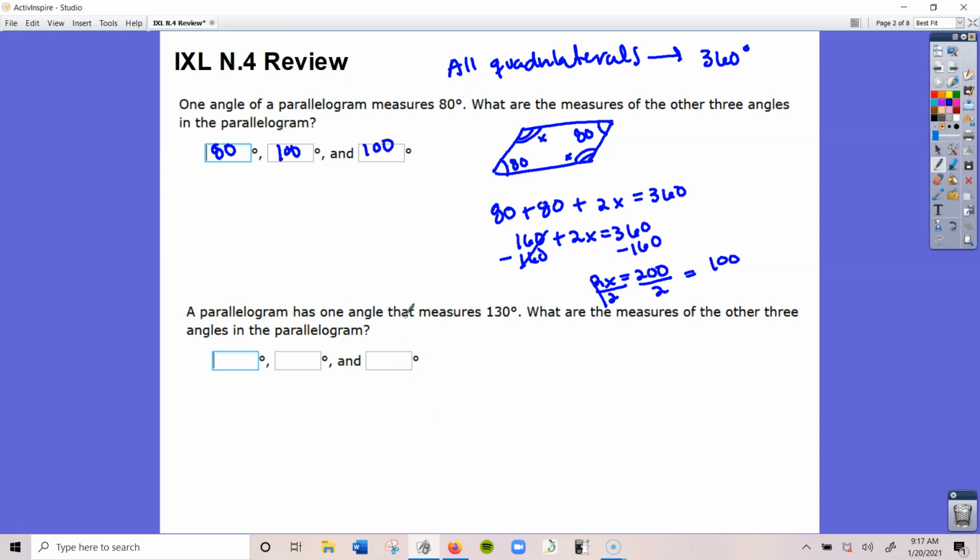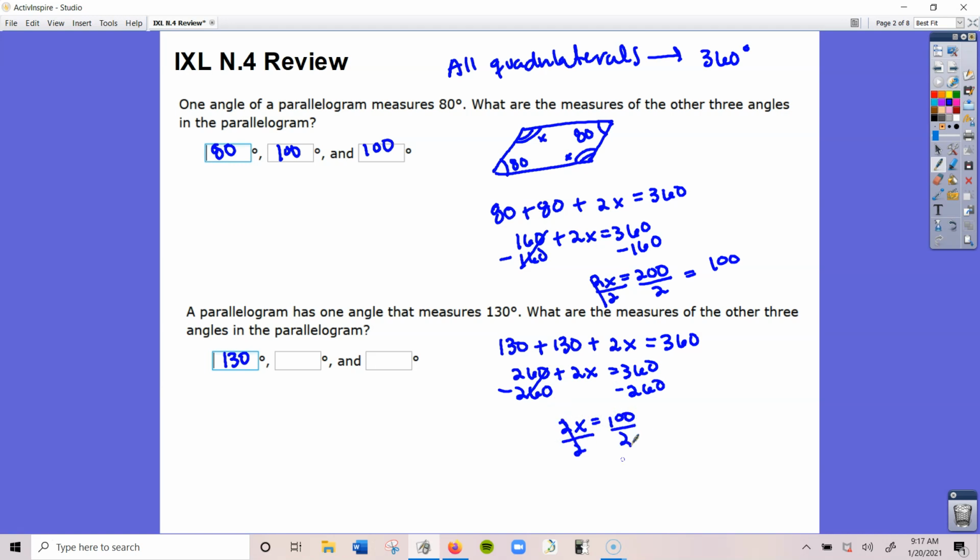Same thing here. A parallelogram has one angle that measures 130. So that means that another angle has to measure 130 because the opposite angles are congruent. And then we have 2 additional angles that are also the same that we don't know. So 2x is going to equal 360. So 130 plus 130 is 260. We subtract, and we get 2x is equal to 100. Divide by 2, we get that x is equal to 50. So the other 2 angles would have to be 50 and 50.